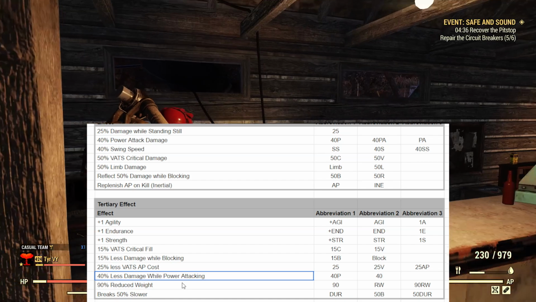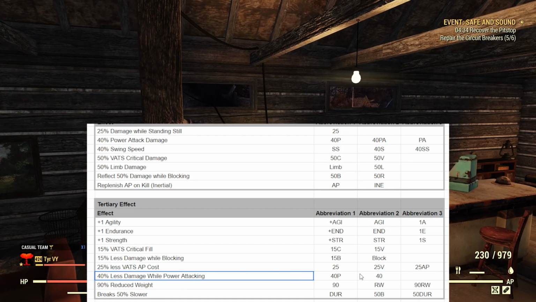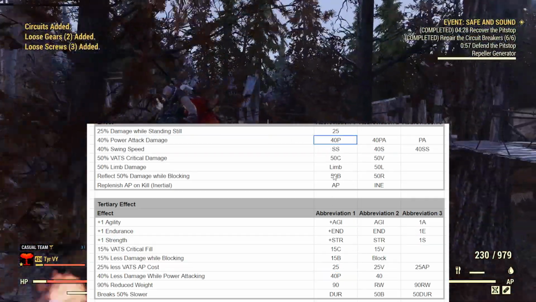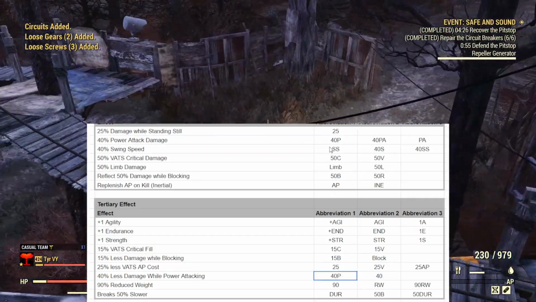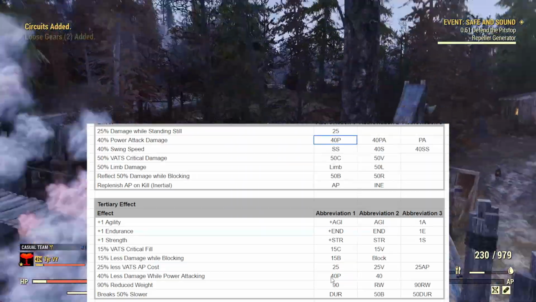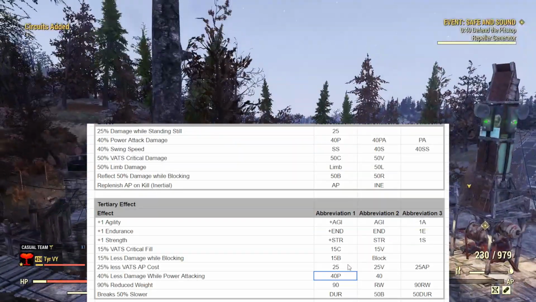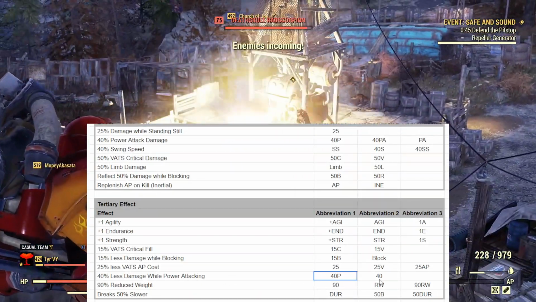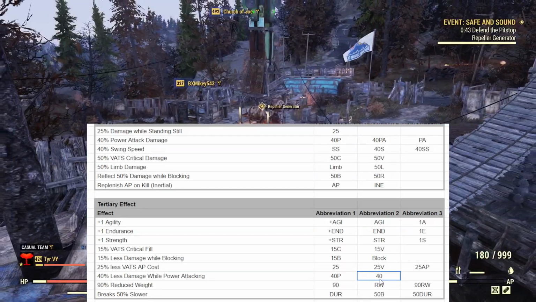As for 40% less damage while pair attacking, 40p does kind of clash with 40p up here. But, you know, you could say to people, I'm looking for a B 40p 40p, and people should know that means bloodied pair attack, 40% less damage while pair attacking. But just in case people don't know, just go with 40.